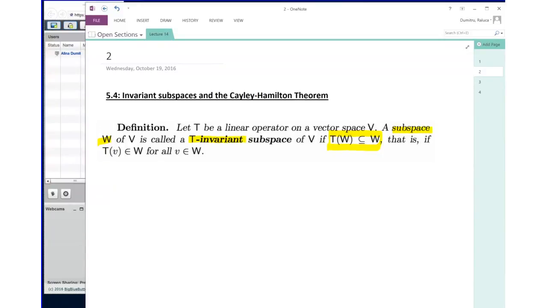That's not something that is guaranteed, right? Because if you take an operator on a big space and you just take a smaller subspace in there, apply T to an element in the smaller subspace, you can easily get out of that subspace. But if you don't, so if you land in W again, you're going to say that your choice of W was T invariant. So let's look at some examples of such things.